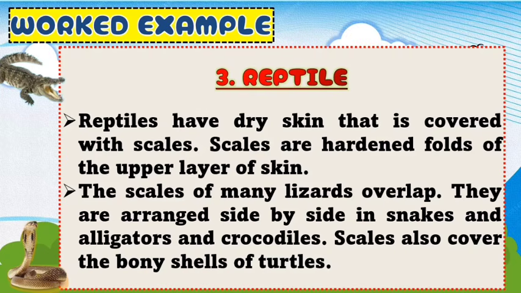Reptiles have dry skin that is covered with scales. The scales are hardened folds of the upper layer of skin. The scales of many lizards overlap. They are arranged side by side in snakes and alligators and crocodiles. Scales also cover the body shells of turtles.